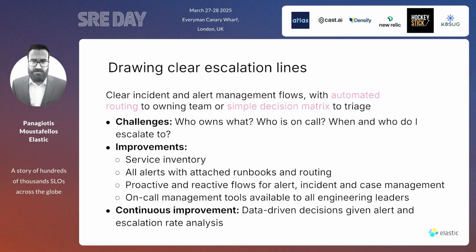The other thing that's important when setting up SLOs and alerting is drawing clear escalation lines. There is always the challenge around who owns what in a system, especially a complex system such as Elastic Cloud, and when and how do I escalate to relevant teams. So we came up with some improvements, like having a service inventory. We mandated that every alert had an attached runbook and routing towards the proper team. And we also instituted proactive and reactive flows for an alert.